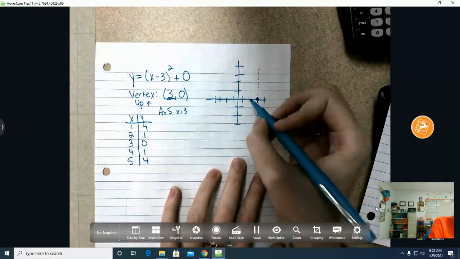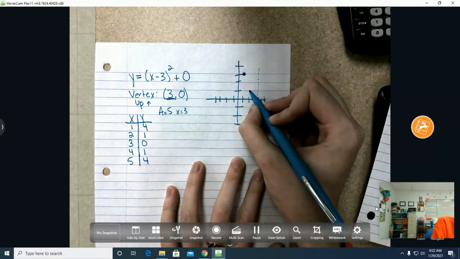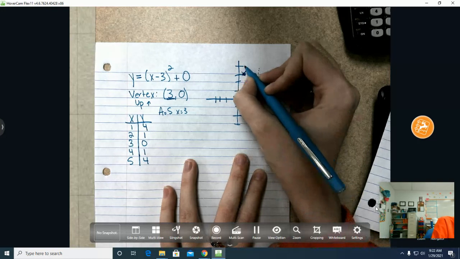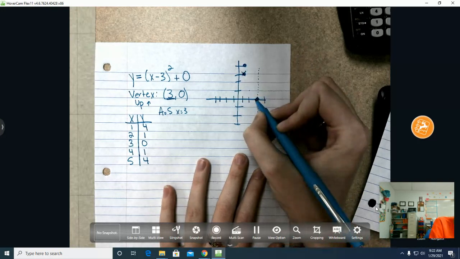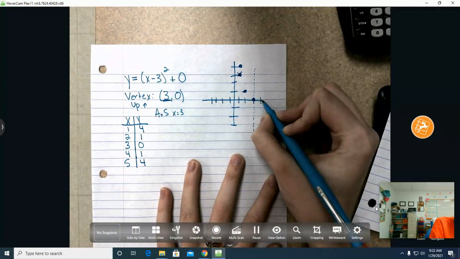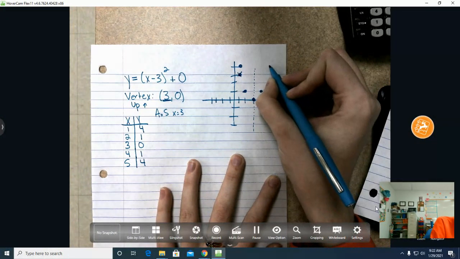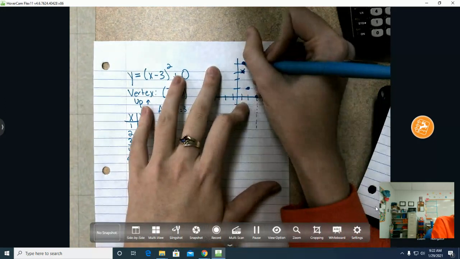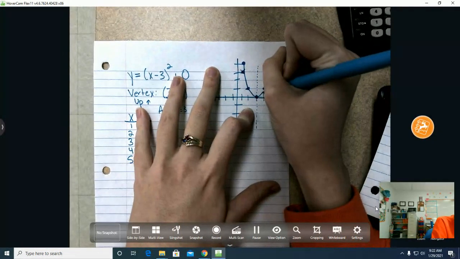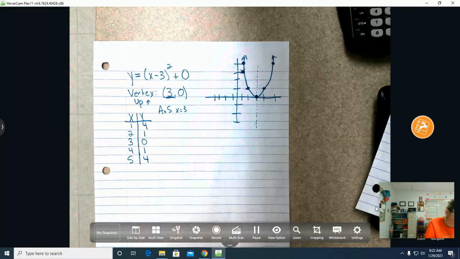So I'm going to graph this. I'm going to have 1, 4. I'm going to have 2. Oh, I graphed that at 3, didn't I? 1, 4. Then I'm going to have 2, 1, 3, 0. I'm going to have 4, 1. And then I'm going to have 5, 4. And I'm going to connect my graph, making sure it's curved. Obviously, they're not going to be perfect, but they're as close as we can get them.